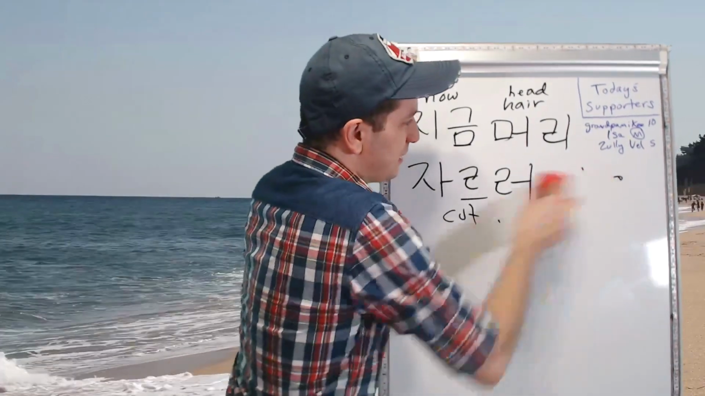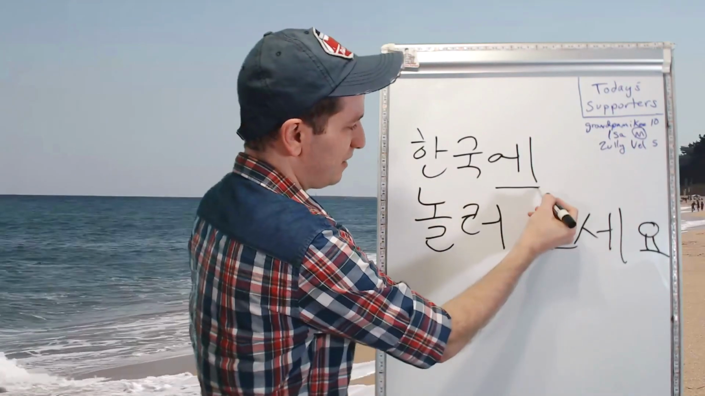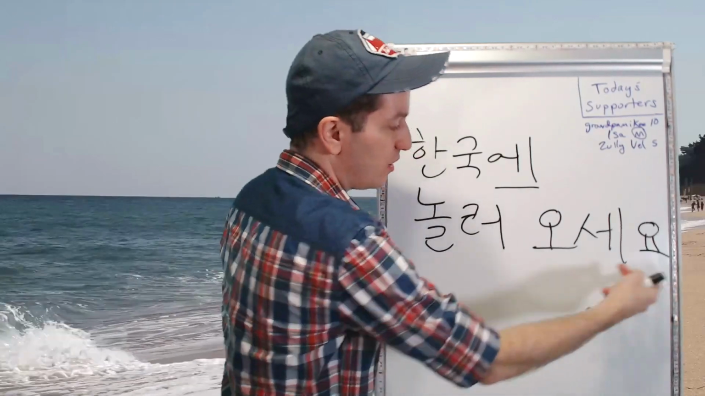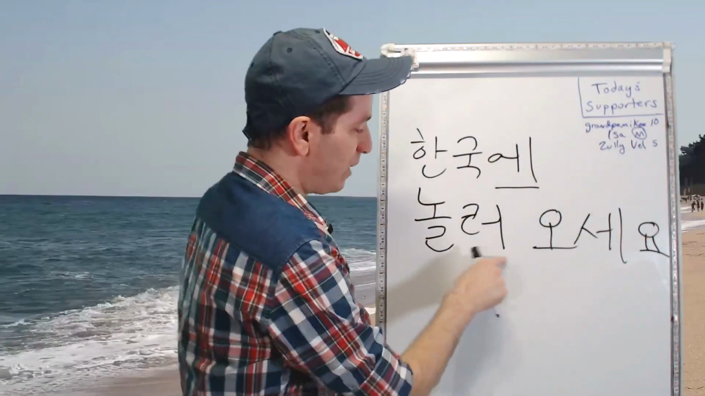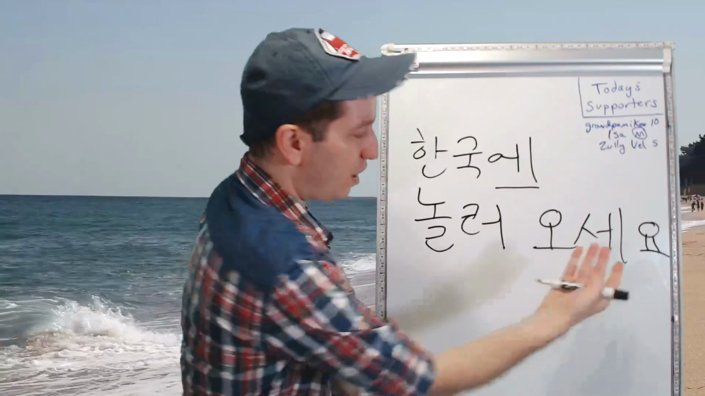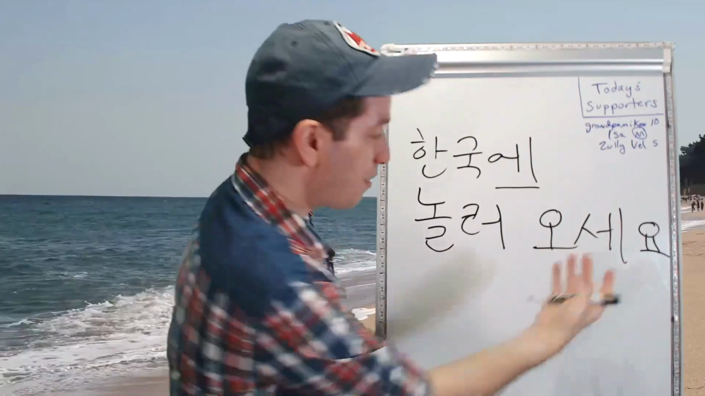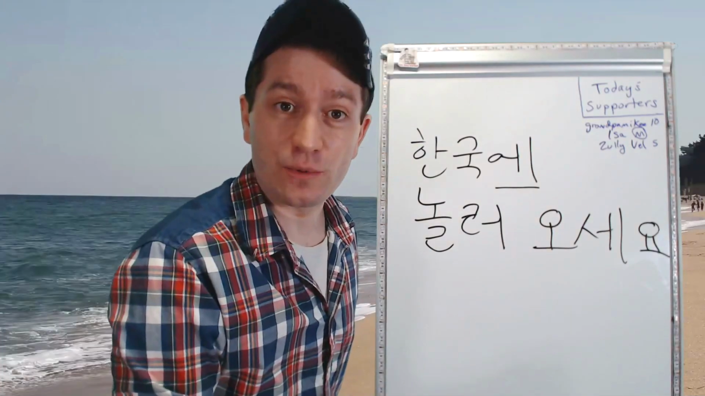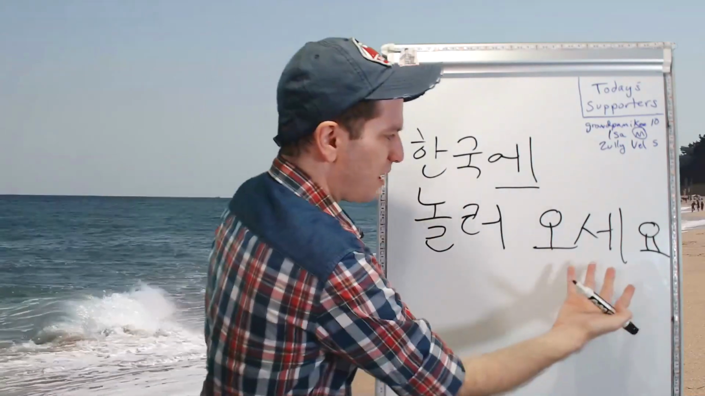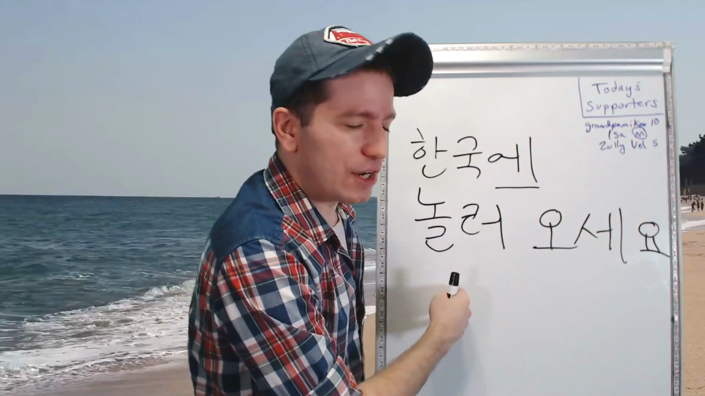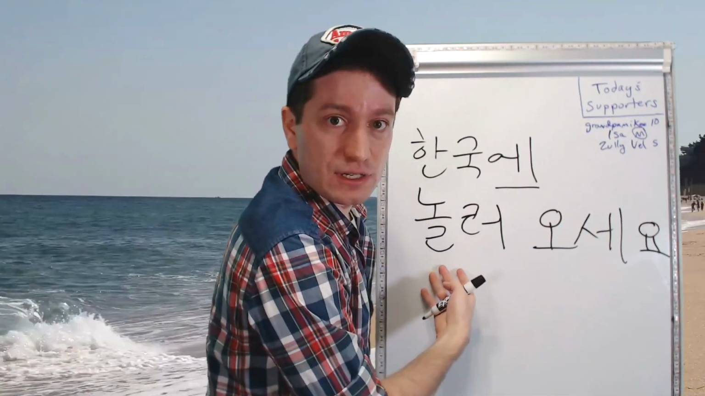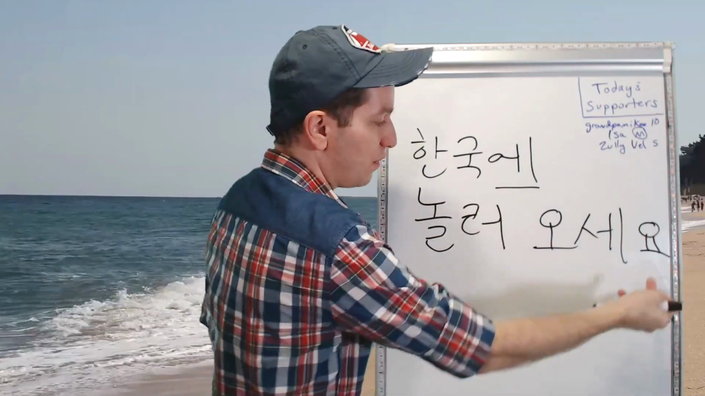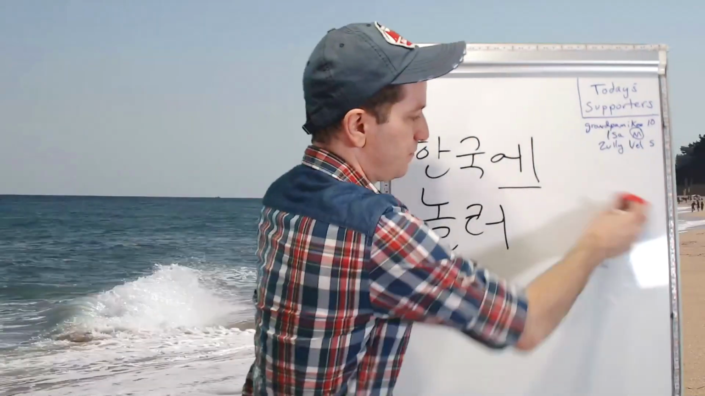Okay. 한국에 to Korea. 놀러. In order to hang out. 오세요. Come here to hang out to Korea. Come hang out. Come to hang out. That's what this form naturally sounds like when a Korean hears it. They're not going to feel come here in order to hang out. They're going to feel come hang out. Come here and hang out. Come hang out here. Like that. 한국에 놀러 오세요. Yeah, come to Korea to hang out.